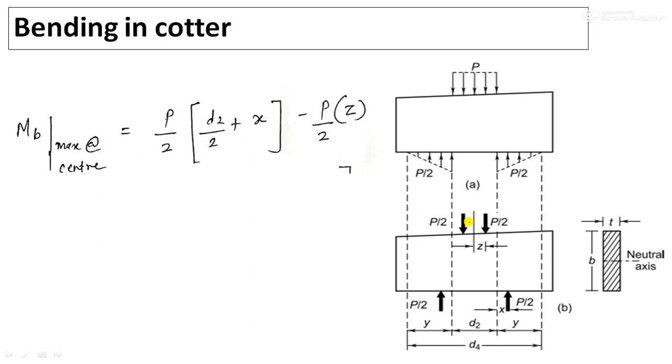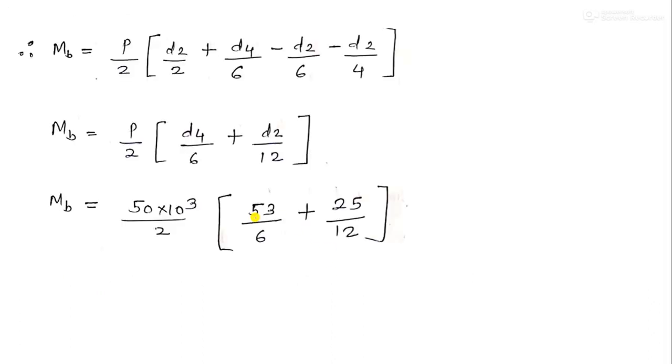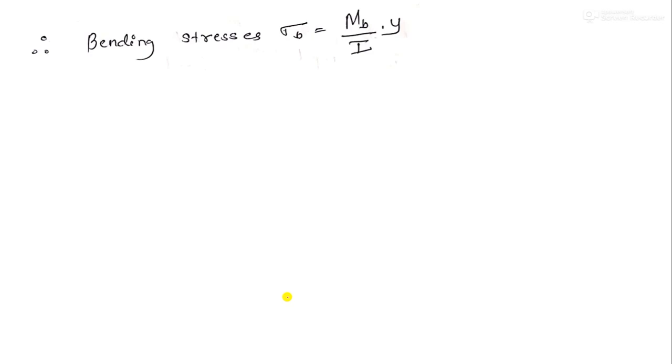Similarly, consider this other force P by 2. What is the distance between these two dots? z. Okay, it's very simple. One is opposite to the other, so one is clockwise and one is anti-clockwise. Now we know x is (d4 minus d2) upon 6, and z is d2 upon 4. So from this we get the final MB. The bending moment, which is maximum at the center, is 272.916 into 10 to the power 3.